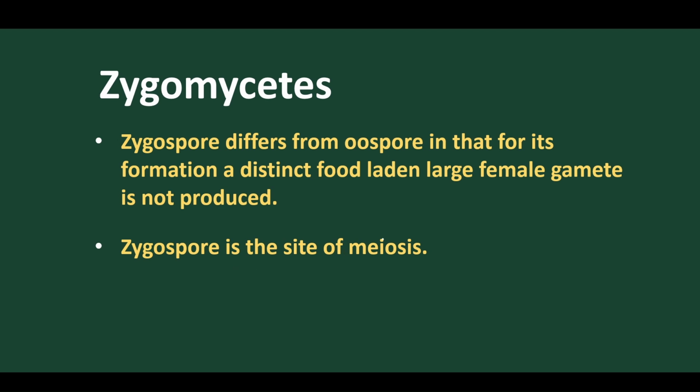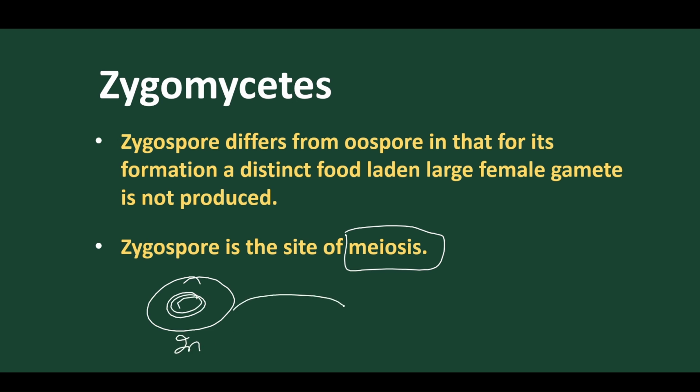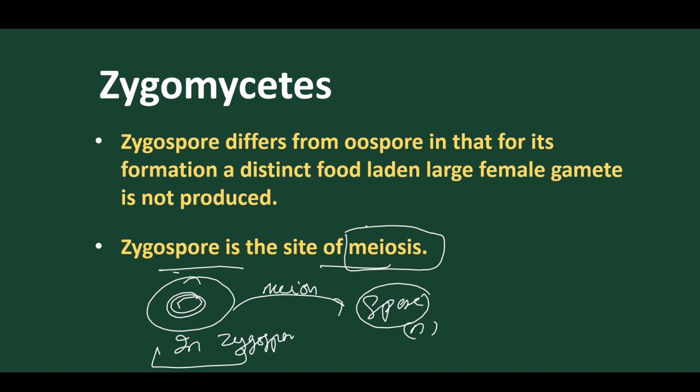And zygospore is the site of meiosis. Yes, as we got 2n, this is zygospore, this is 2n, and they will produce spores. And we know very well spores are n. So to produce spores, what do they undergo? Meiosis. And this 2n is the zygospore. So the zygospore undergoes meiosis. Like oospore undergoes meiosis in oomycetes, here zygospore undergoes meiosis.